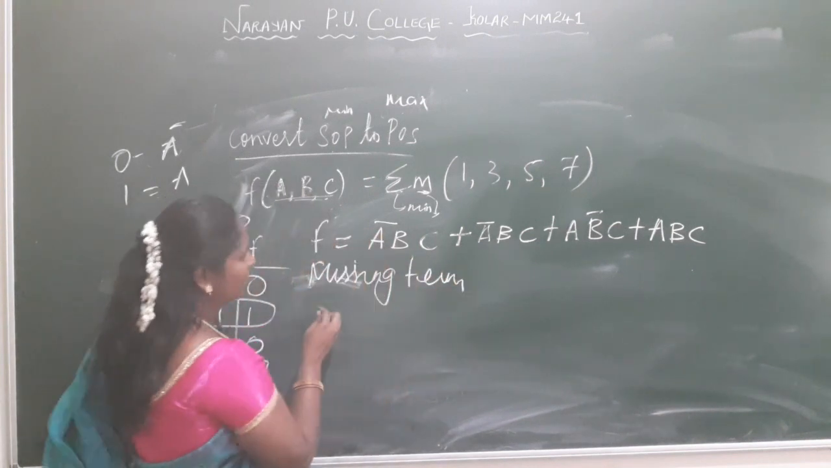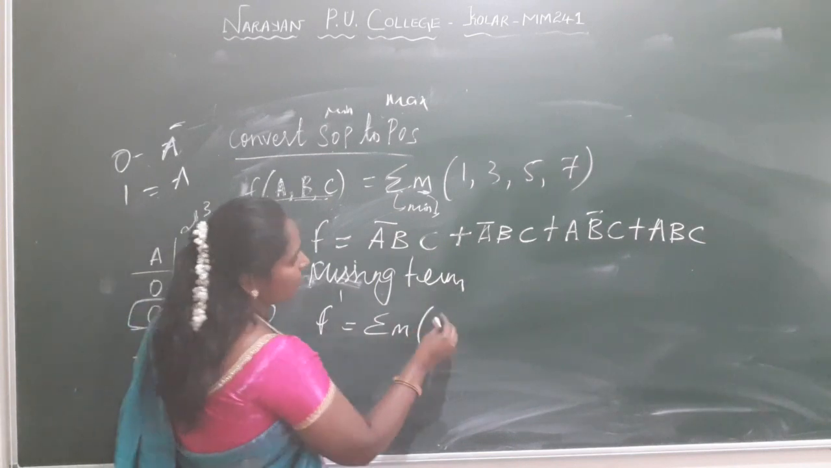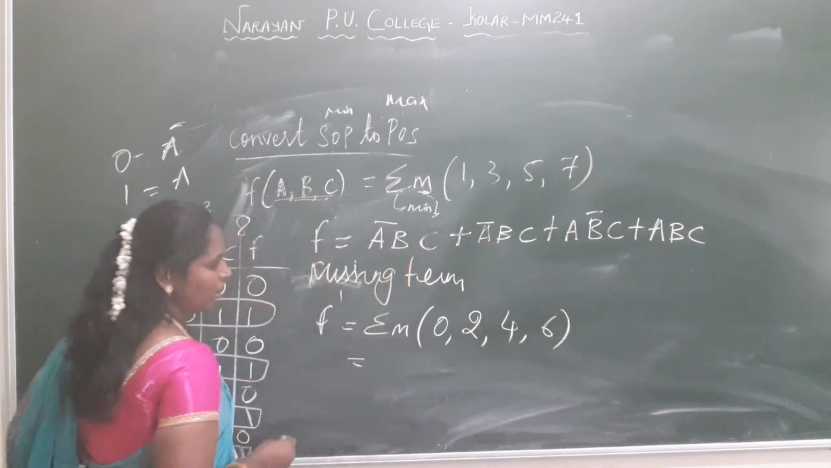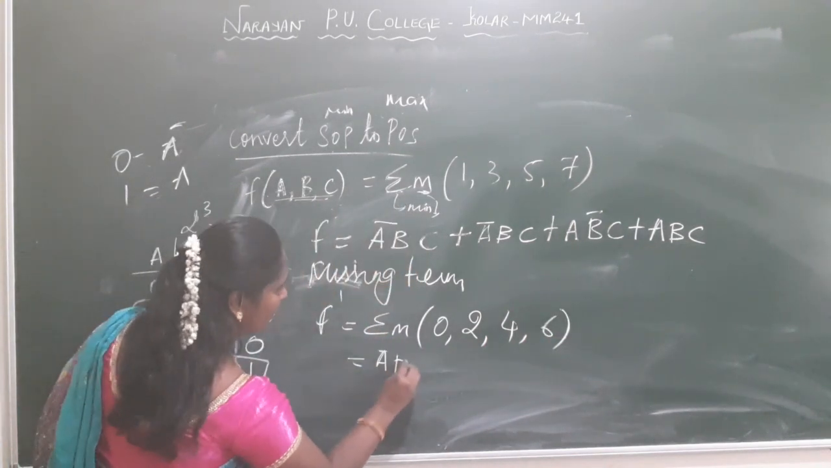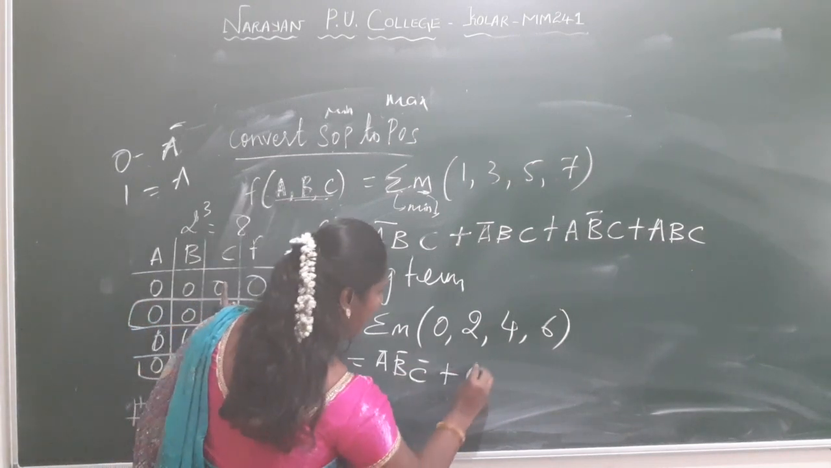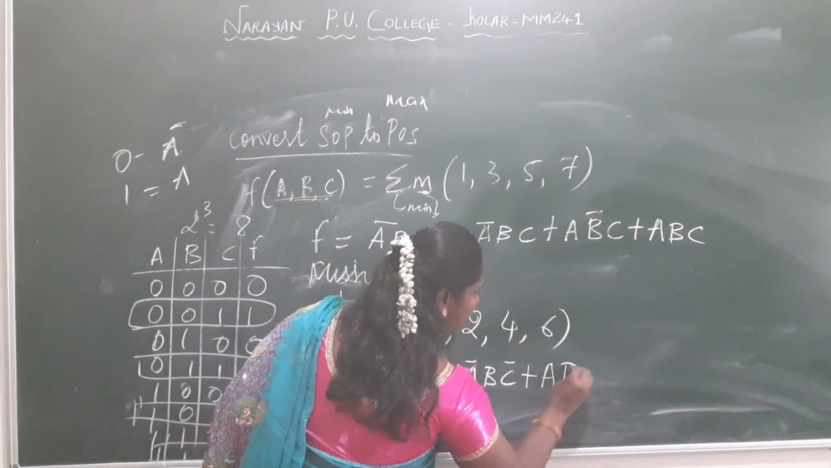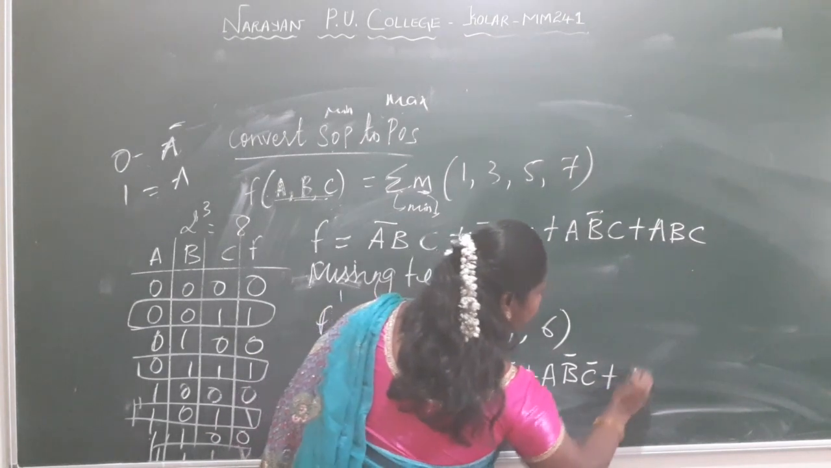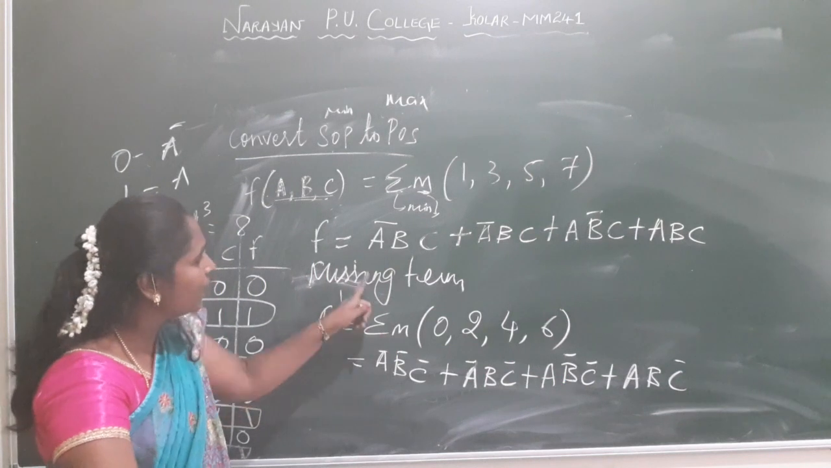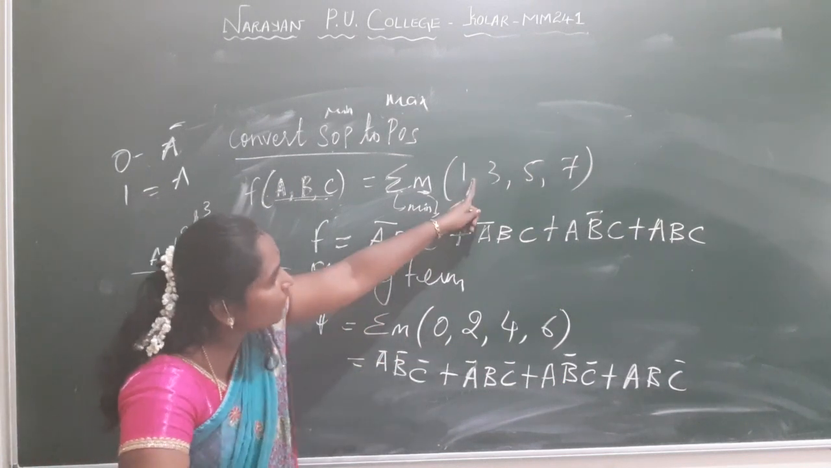In this particular expression, the missing term is nothing but F complement. What are the missing terms here? They are 0, 2, 4, 6. For this you write the expression. 0 means A bar B bar C bar, plus 2, that is A bar B C bar, plus 4, A B bar C bar, plus 6, A B C bar. So you got the expression for this particular missing term, that is nothing but F complement, that is nothing but summation of M of the missing terms, which have zeros.